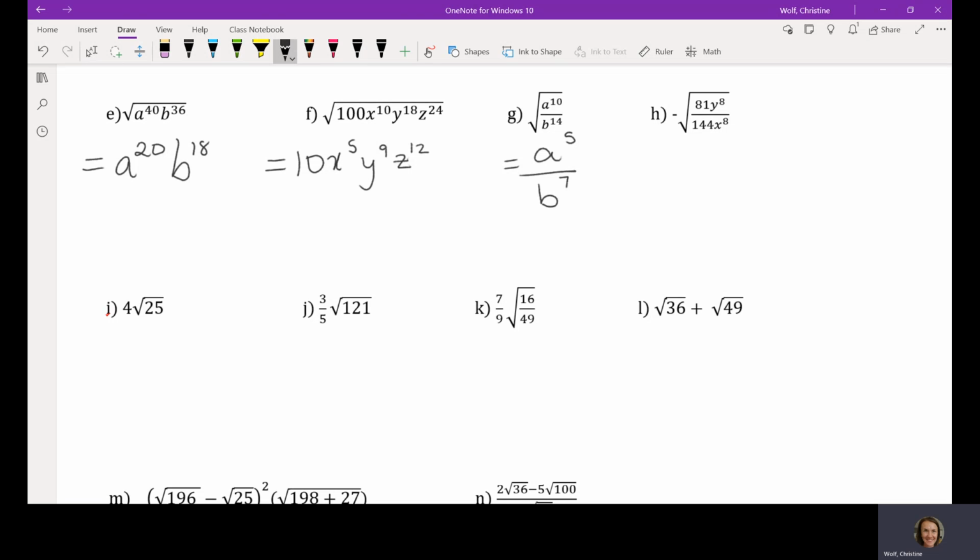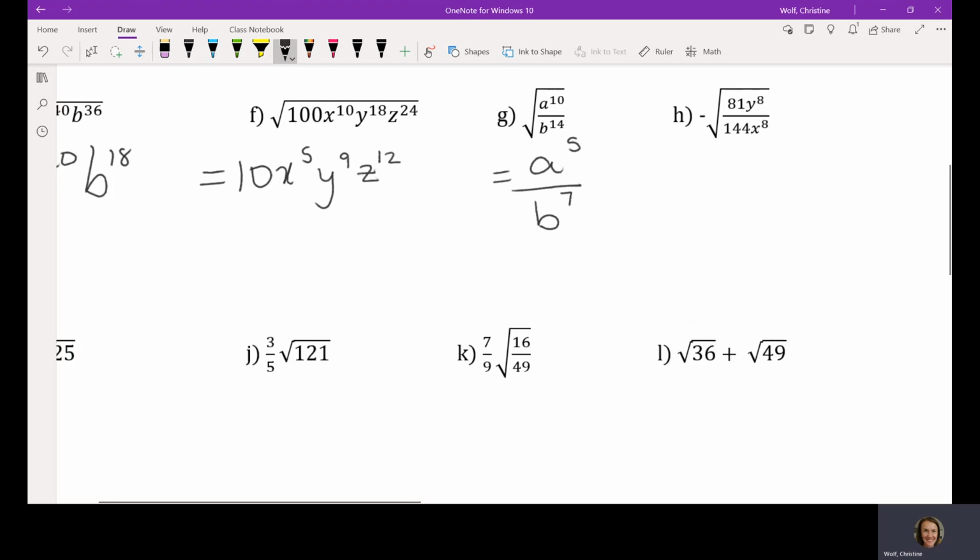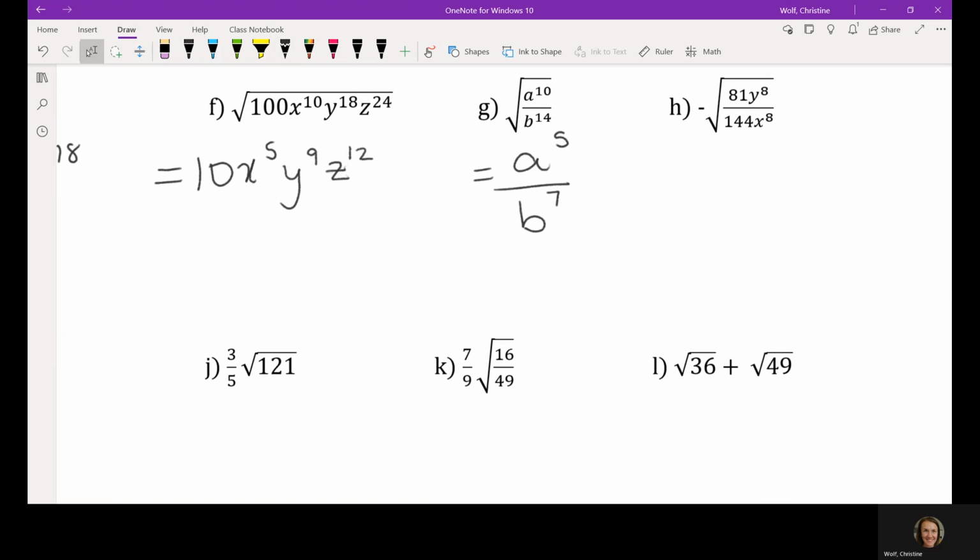All right, I tried to make a scary fraction in H. I threw in a whole bunch of stuff. Can you guys see okay? I know it's kind of small. Should I zoom in a bit? Make it a bit bigger. So you have negative out front, and then the square root of 81 y to the 8, all divided by 144x to the 8. Okay.